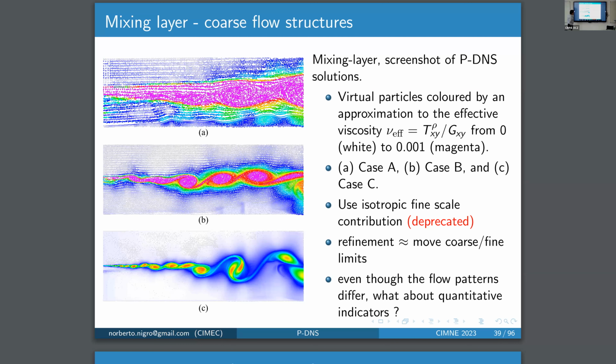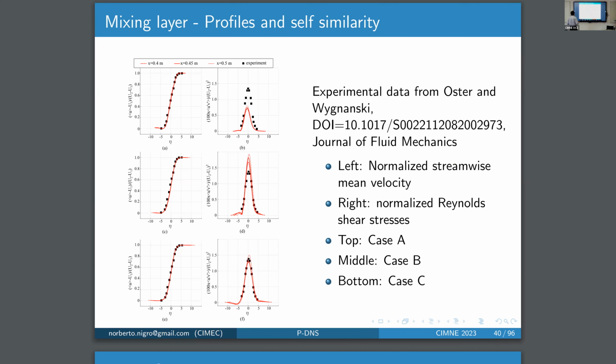And well, this looks very different from one to another. And this is one thing that is very important: the refinement moves the limits of what you solve, of what you represent with the coarse mesh versus what you represent with the fine mesh. And even though the patterns look very different, here there are two results that are very important.